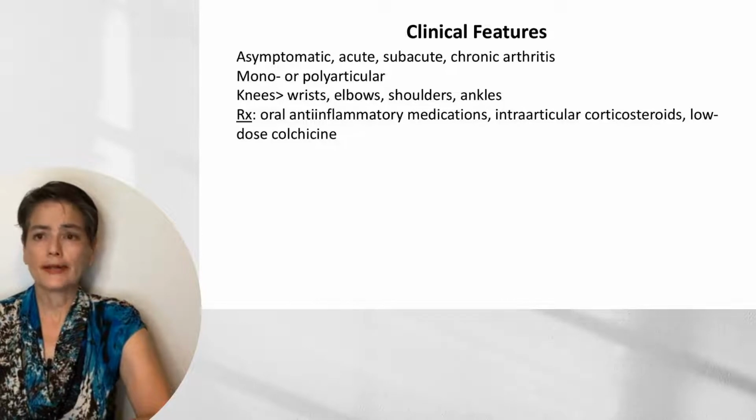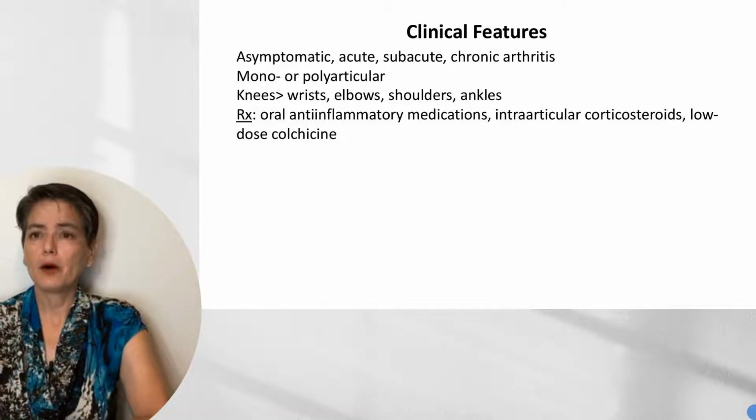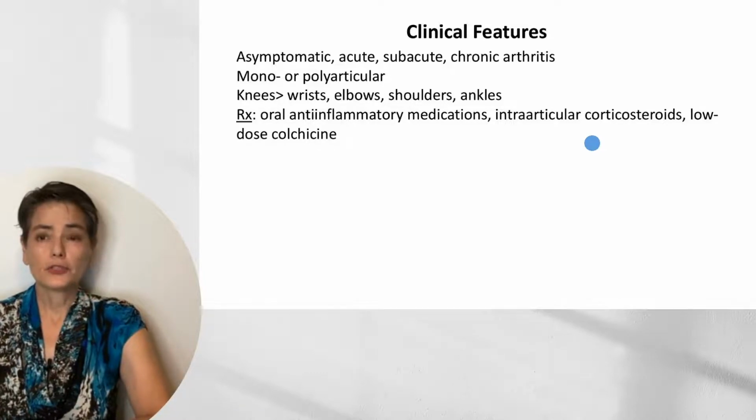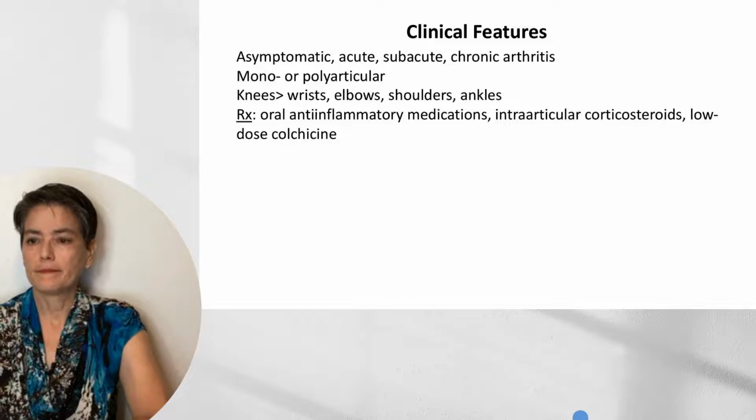We treat this with oral anti-inflammatory medications, and with monoarticular pseudogout, we can use intra-articular corticosteroids. You can also use low-dose colchicine.